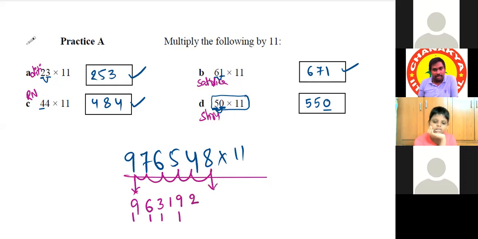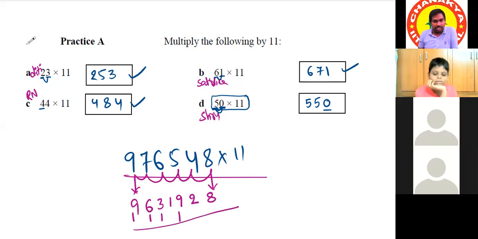And last, don't forget to take 8 as it is. Okay, just that balance. Just addition only, simple addition. Then we need to add: 9 plus 1 is 10. 6 plus 1 is 7. 3 plus 1 is 4.